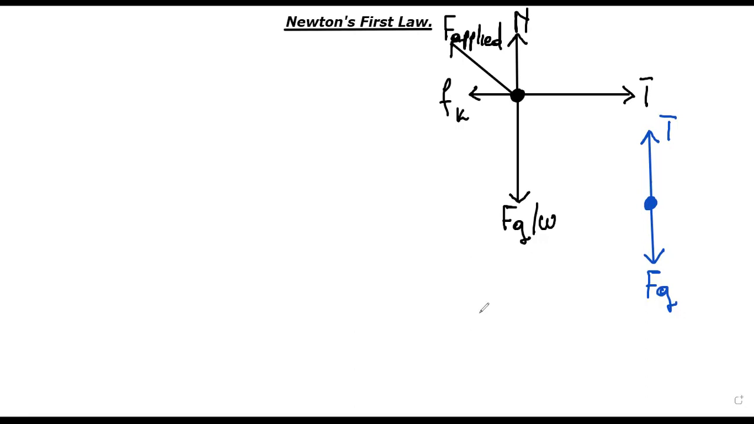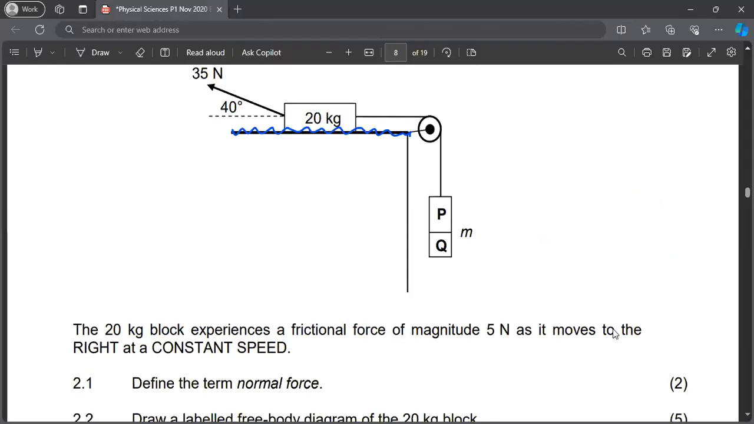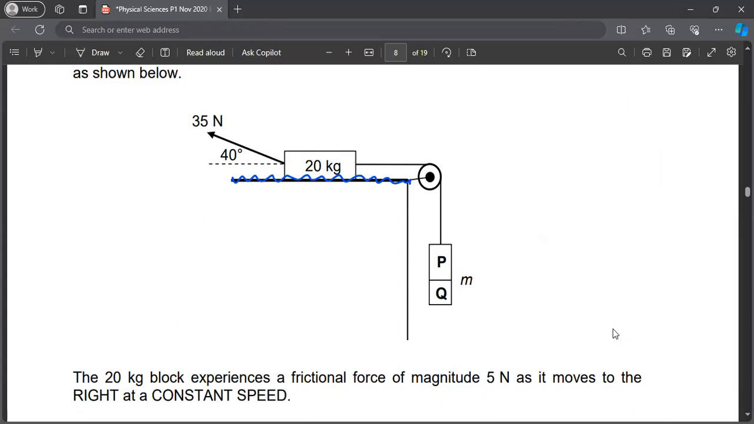Fine. Now let's go to the statement for the last time. One thing we know is that the frictional force acting on the 20 kg block is 5 newtons. That's one thing that we have. And we also know that we have a force of 35 newtons, which is acting at an angle of 40 degrees. But because we are dealing with a horizontal motion, we only need the horizontal component of the applied force. Do you see that?